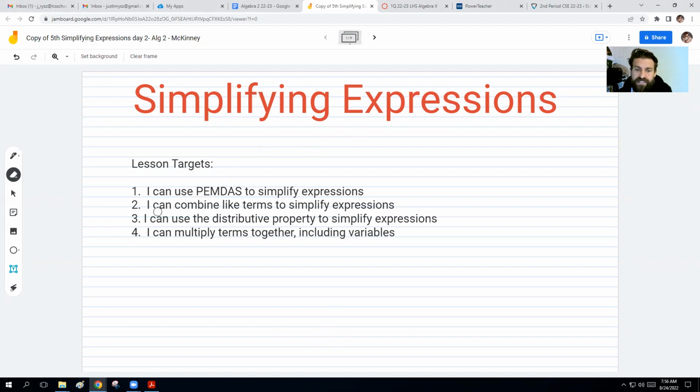Our learning targets, I guess there's multiple, are that you can use PEMDAS to simplify expressions still. You can combine like terms to simplify expressions. You can use the distributive property to simplify expressions. And then you can also multiply terms together, including variables.